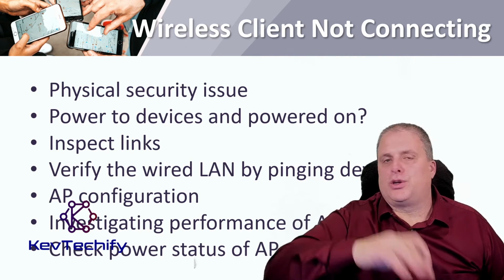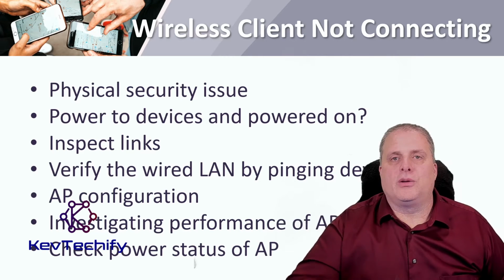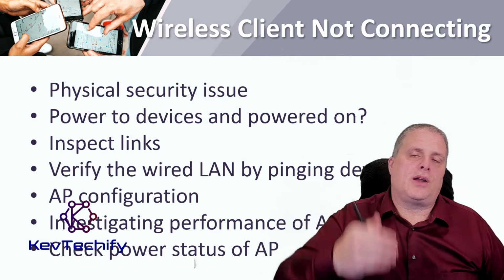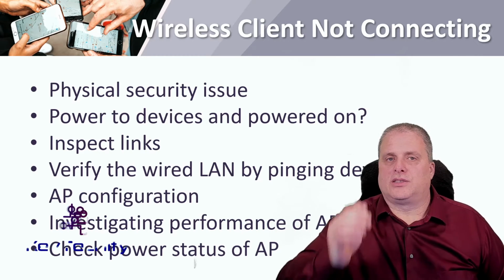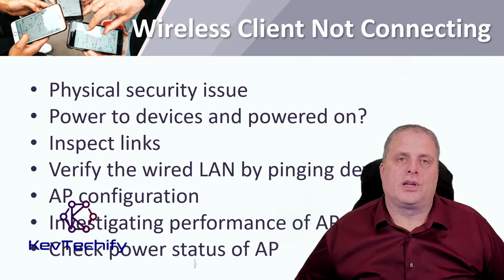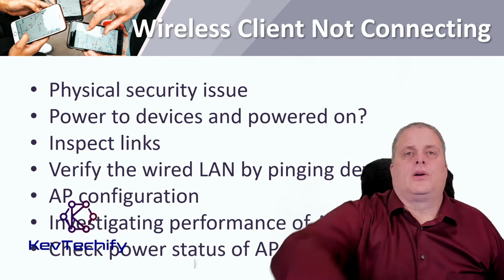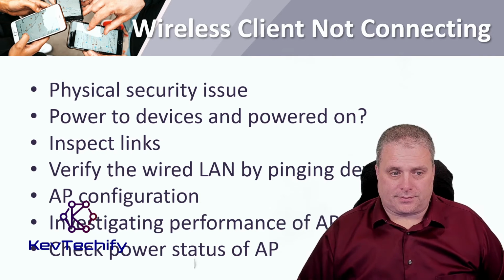Send out some pings. Make sure you can ping all of your devices. Make sure your devices can ping each other. Make sure your wireless LAN controller can ping your access points, so that they have a communication path, and that the switches are set on the right VLAN. Make sure that your wireless LAN controller can ping your 802.1x authentication servers, your RADIUS servers.